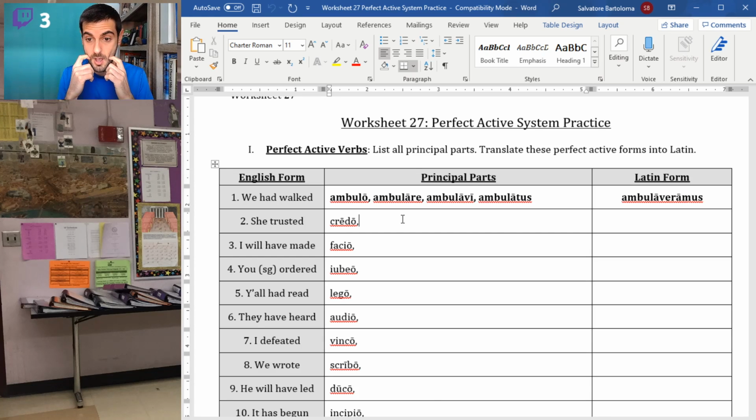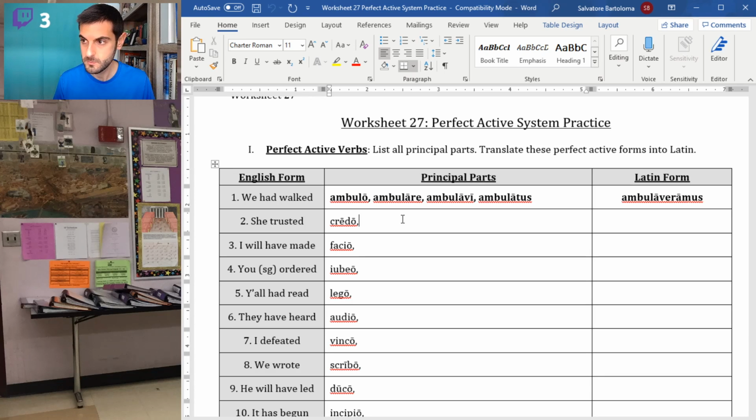So the first one is done for us: ambulo, ambulare, ambulavi, ambulatus. That's your classic first conjugation pattern. So we had walked. That's pluperfect. So ambulaveramus, right? Eramus, we had. Ambulav, from the third principal part, we had walked.